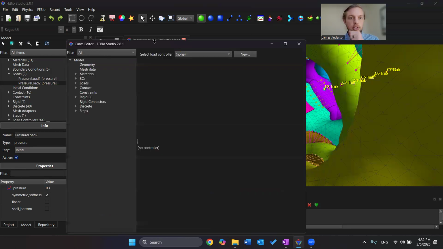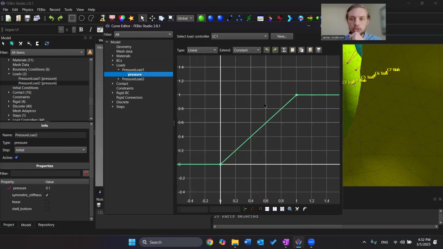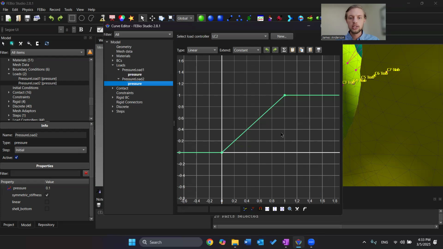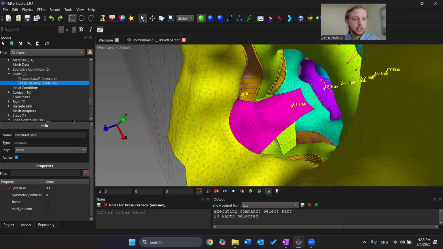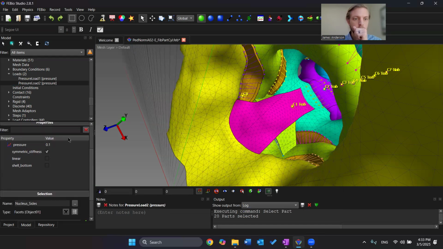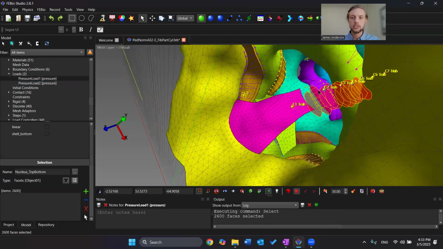So let's go into our curve editor and we'll look at loads, pressure load 1, we'll look at the pressure. So they ramp up from 0 to 1 over the course of 1 second. Pressure load 2 does the same thing. From 0 to 1 second, it goes from 0 to 1 times the pressure. And the pressure value is 0.1 for pressure load 2 and negative 0.1 for pressure load 1, and these are assigned to different selections in here.